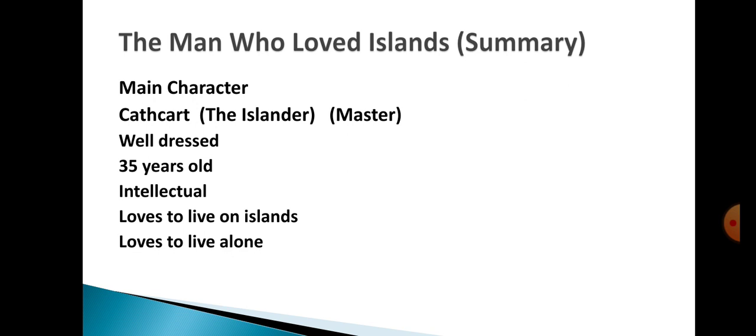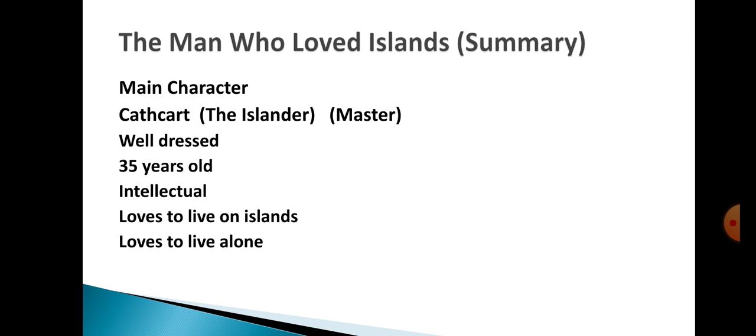the man who loved to live alone, the man who loved to live alienated and alone from the different people all around the world. The main character of this short story is Cathcart. He is also written as the islander, and he is also spoken of as the master in this short story.